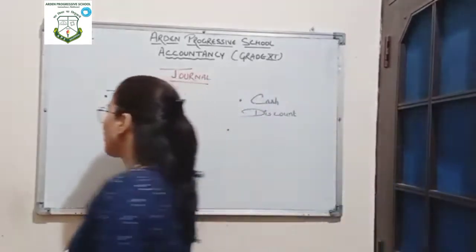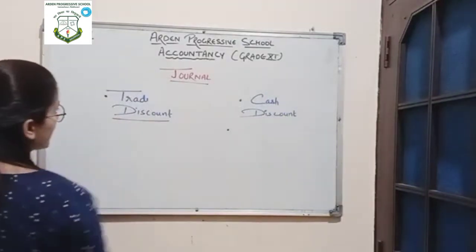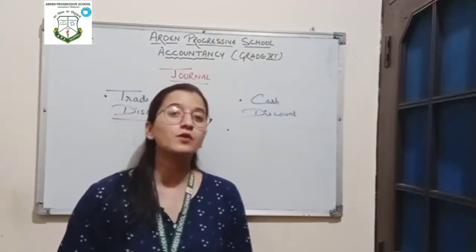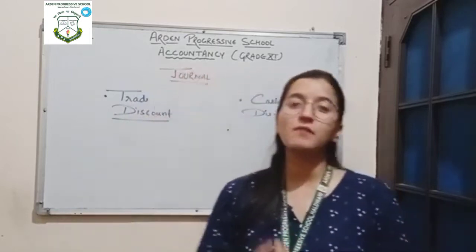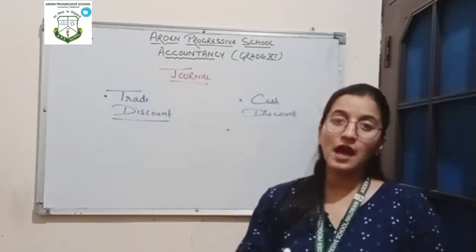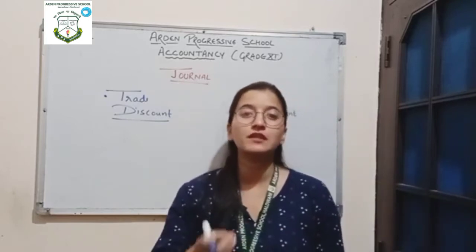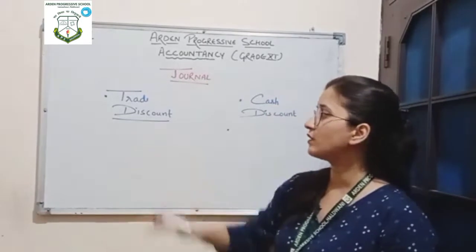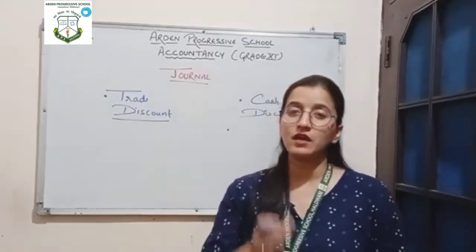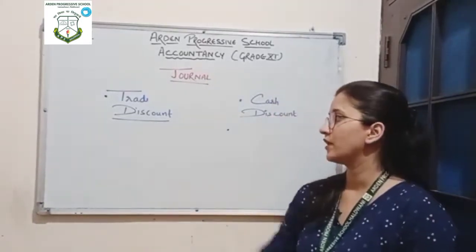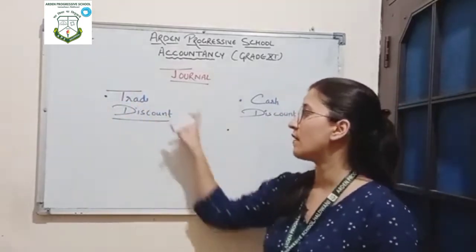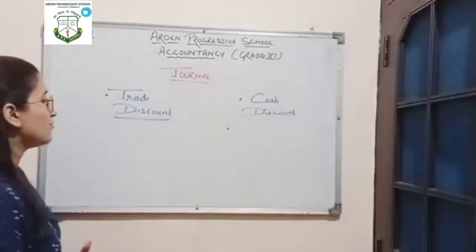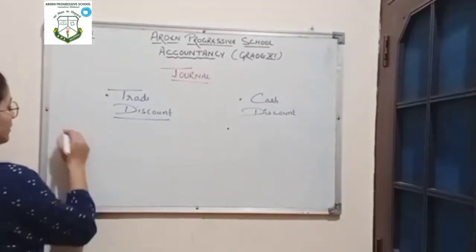Now, first we will see what is trade discount. Trade discount means this is the discount which is allowed by the wholesaler or the manufacturer to the retailer at a fixed percentage on the listed price of the item. So basically this discount is allowed by manufacturer and the wholesaler, and it is always allowed on the marked price of the items or product.